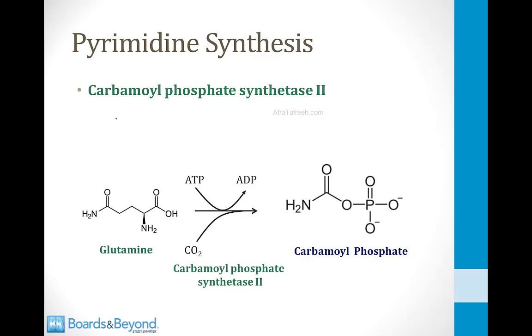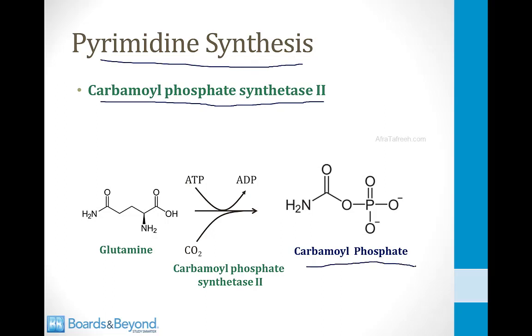Now, don't confuse the enzyme carbamoyl phosphate synthetase 1 with the enzyme carbamoyl phosphate synthetase 2. Synthetase 2 is involved in the pathway of pyrimidine synthesis. So the molecule carbamoyl phosphate is also an intermediate in the synthesis of nucleotides that are pyrimidines, like thymidine and cytosine and uracil, and that pathway involves an enzyme called carbamoyl phosphate synthetase 2.